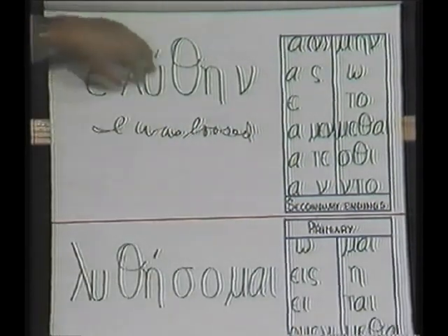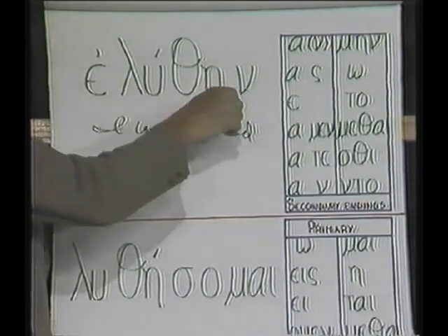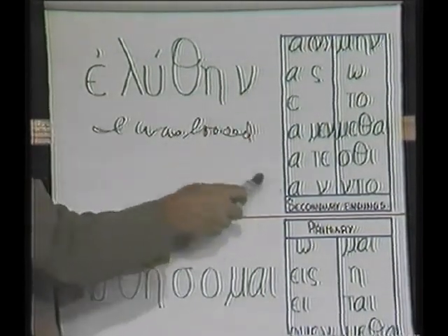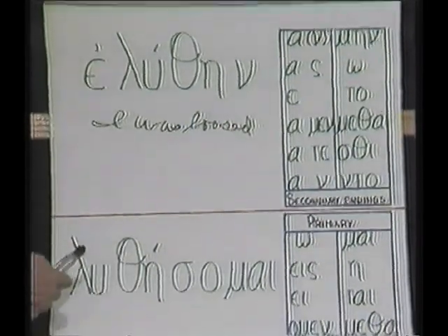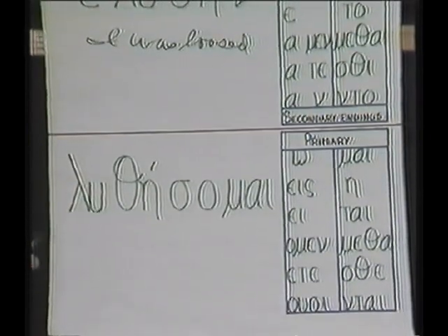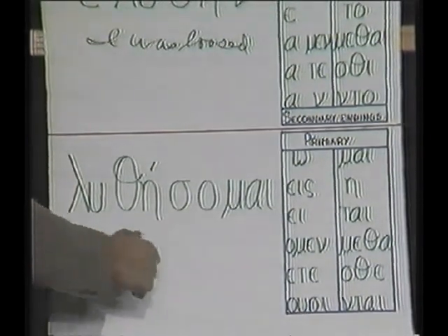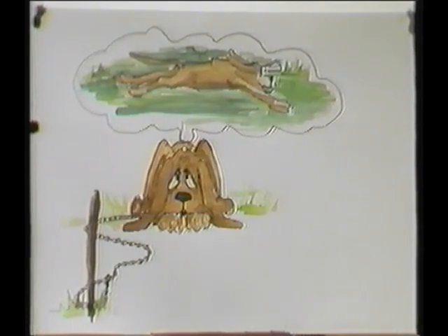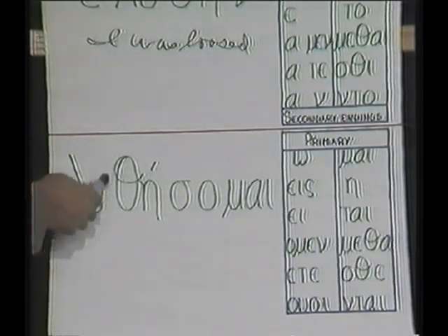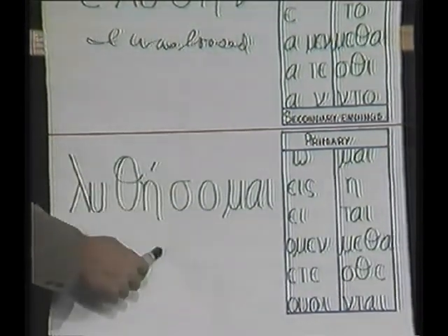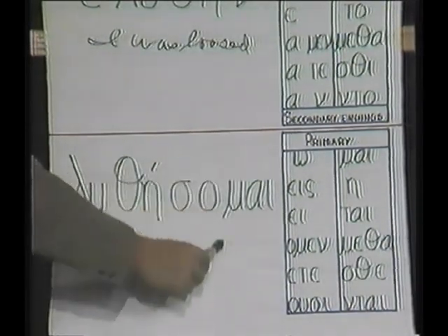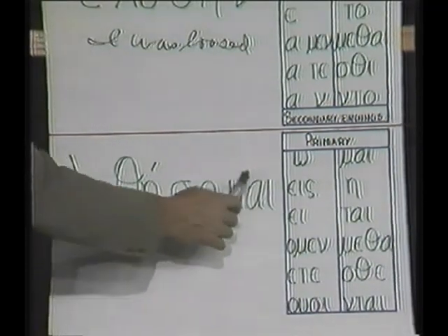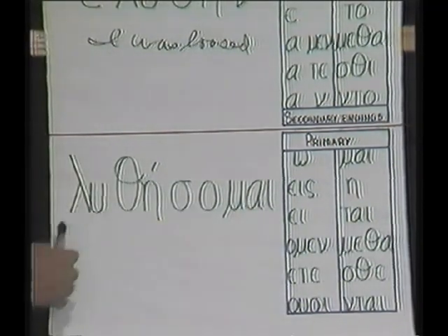So the elythen, the aorist passive, I was loosed. Secondary endings, active forms. Then the future passive, I shall be loosed. Lythesomai. Now, notice again the characteristics here. Ly, the, so, mai. So you have 1, 2, 3, 4, 5 parts to the future passive.